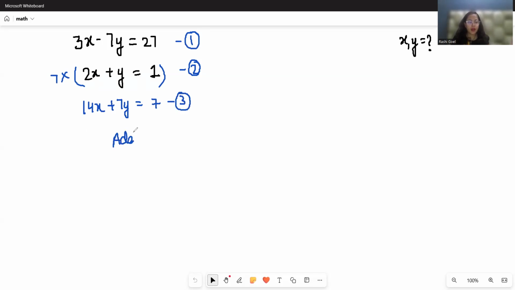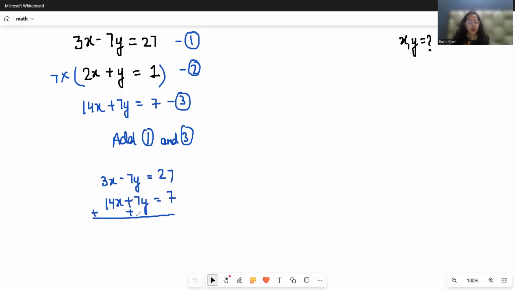Now I am going to add equation number 1 and 3. So 3x minus 7y is equal to 27, and 14x plus 7y is equal to 7. Add. So 14 plus 3 is 17x. Plus 7y with minus 7y will cancel out. 27 plus 7 is 34. Now if I divide both sides by 17, x is equal to 2.